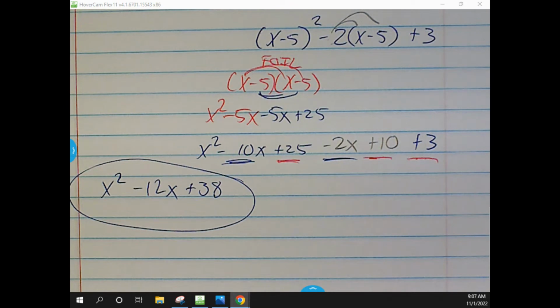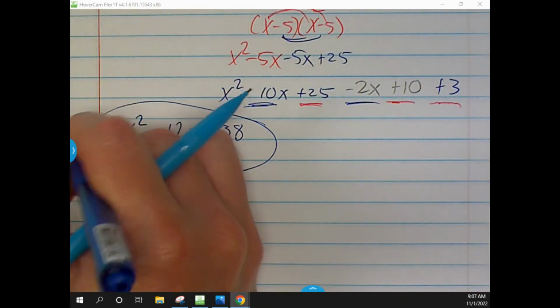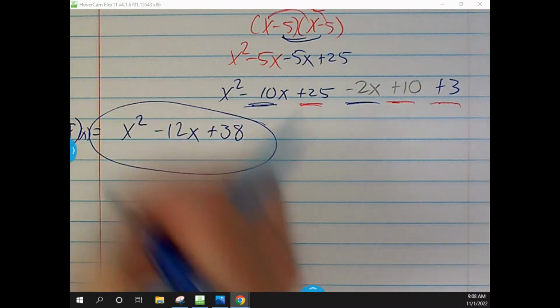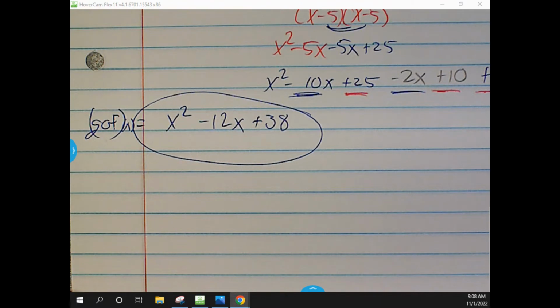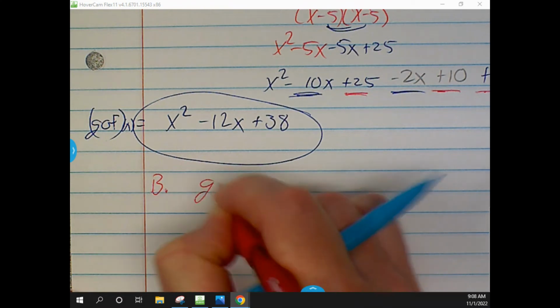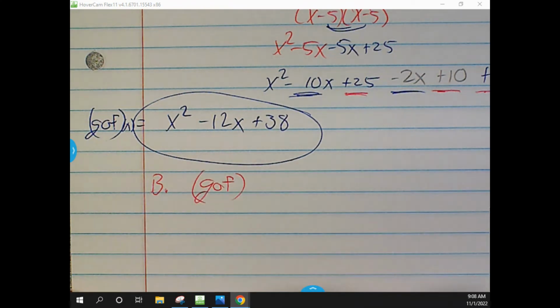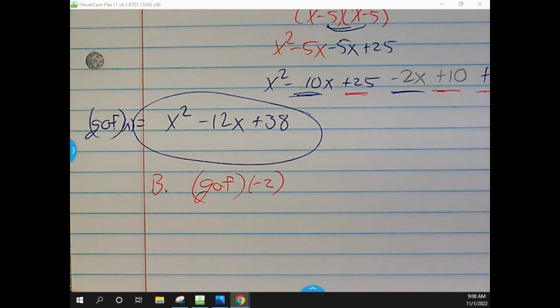Okay, and then one more little tail end piece on that one is that a lot of times, and again, that's our g of f of x. And a lot of times as soon as they give you that, usually the next step is going to be part B. They're going to ask you to find g of f of, and then again, they're going to give you that number. Let's say it's negative 2.